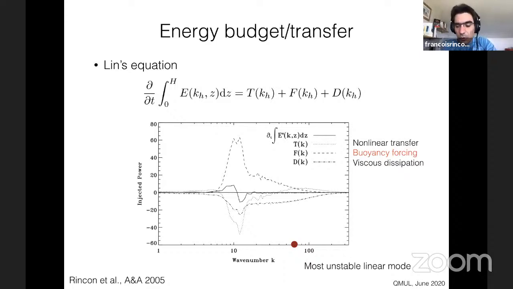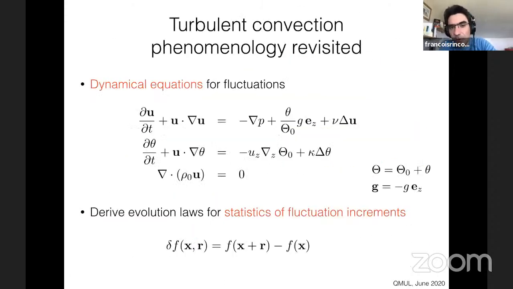So what we can say from that is that you can try to make some turbulence phenomenology based on this observation. And for that, I'm going to get back into more of a classical approach to turbulence, where we use structure functions to try to derive scaling phenomenology, scaling laws for different quantities involved in the problem.